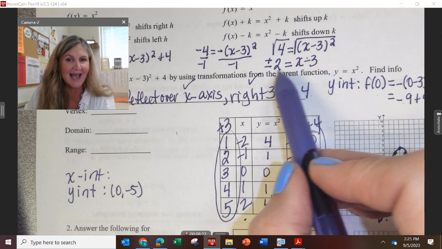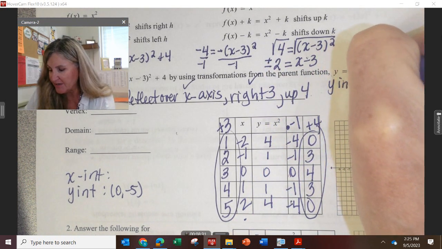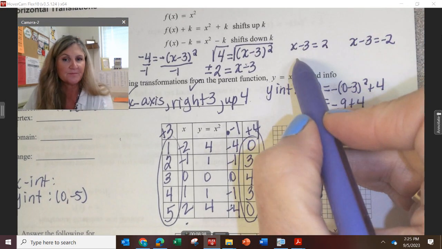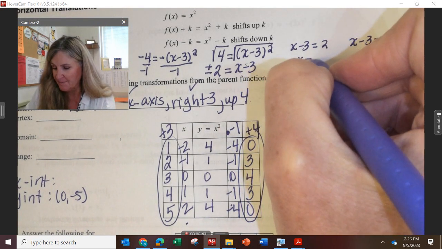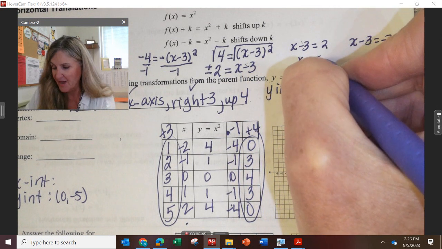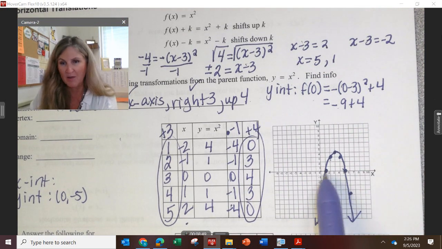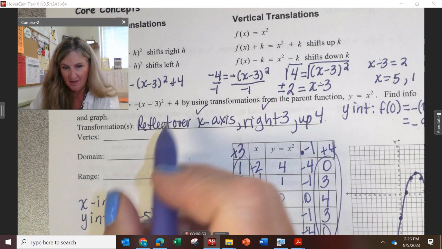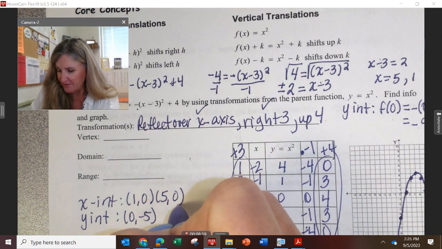So now I'm going to have to add 3 to this side. So I have to do x minus 3 can be positive 2, or x minus 3 can be negative 2. What's this one give me then, you guys? X equals what? 5. And what's this one give us? 1. Isn't that what the x-intercepts are? 1, 0, and 5, 0? So those were some other points we could have.